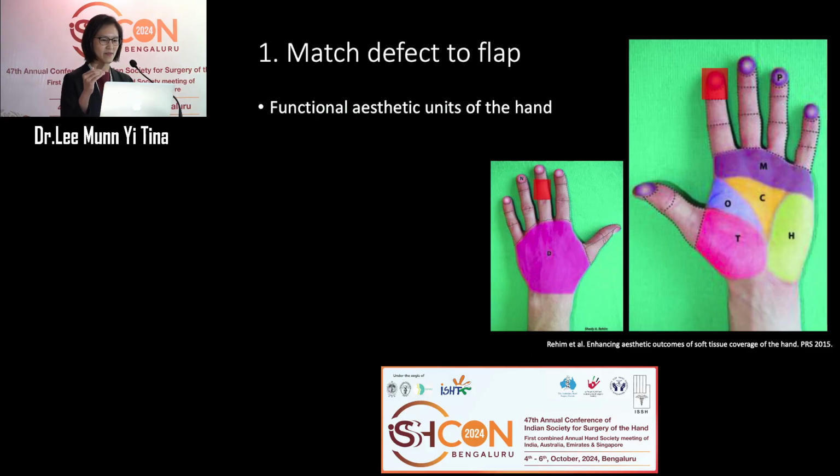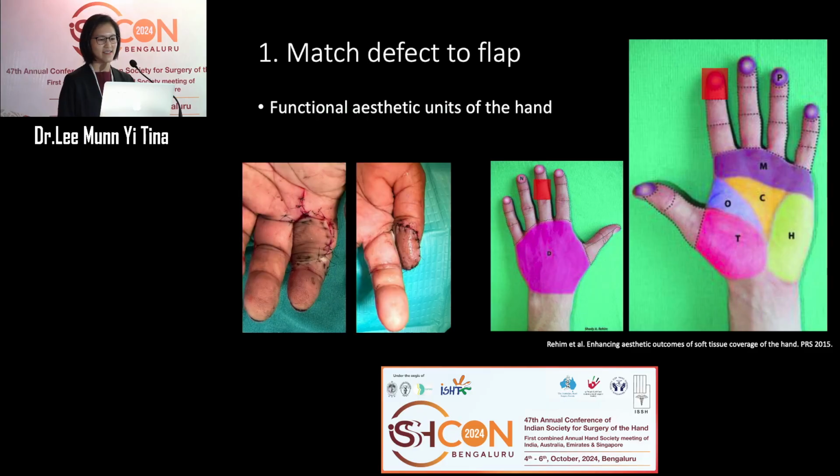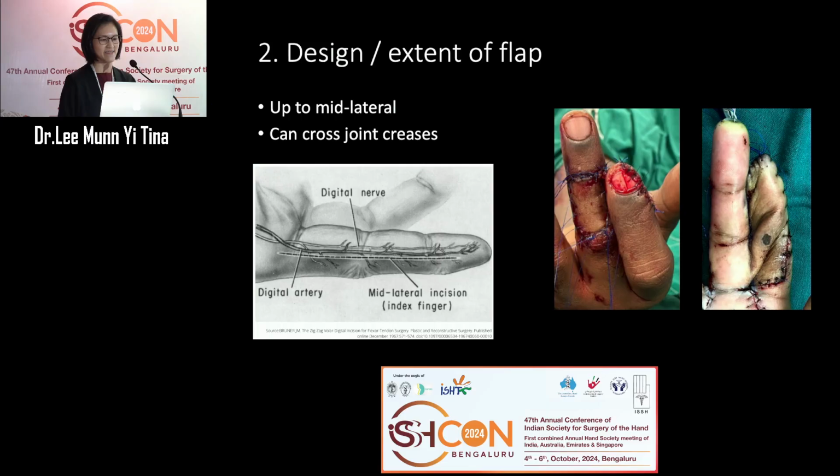So it's important to note that both the pulp as well as the donor side of the cross-finger flap are both considered an aesthetic functional subunit of the hand. So if we were to just take half of the width of the dorsum of the finger, the aesthetic outcome will actually be uglier than taking the entire width of the dorsal aspect of the finger. Yeah, this is just some case illustrations to show the coverage of the functional aesthetics of the hand.